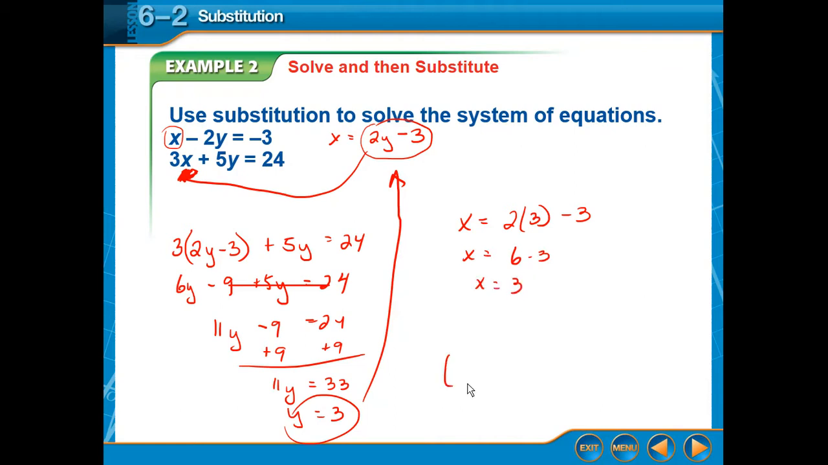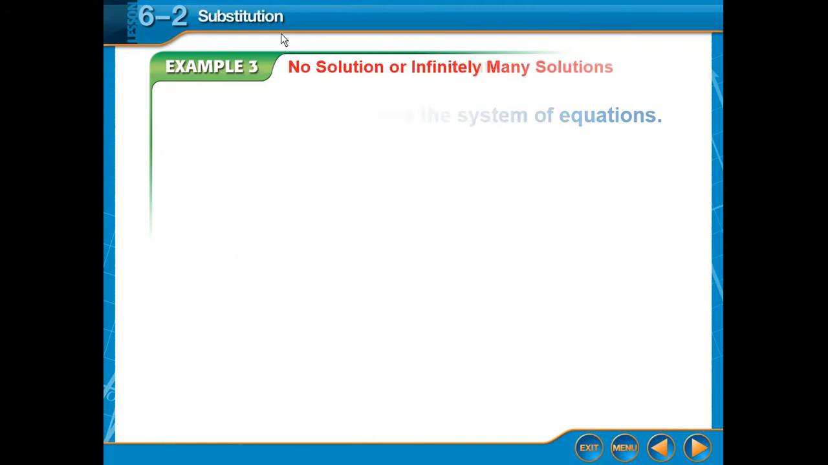And then last step, just write it as an ordered pair, x comma y. So (3, 3) is my solution to this system of equations.